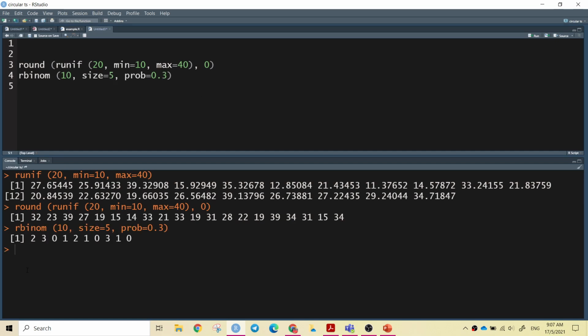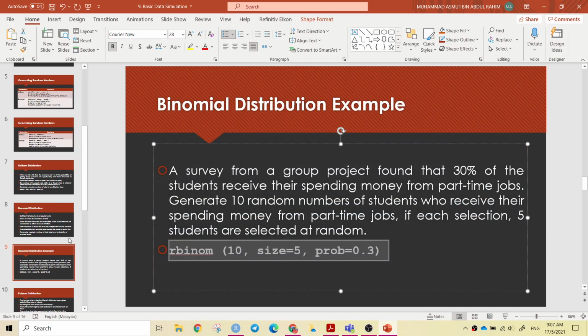Okay, so the first time, from 5 students, there are actually 2 students who do part-time jobs. Okay, and then you randomly generate, and the second time, from 5 students we got 3. So this is only a scenario that we create based on a random number generator, and this particular random number is based on binomial distribution. Okay, so that's the second example.